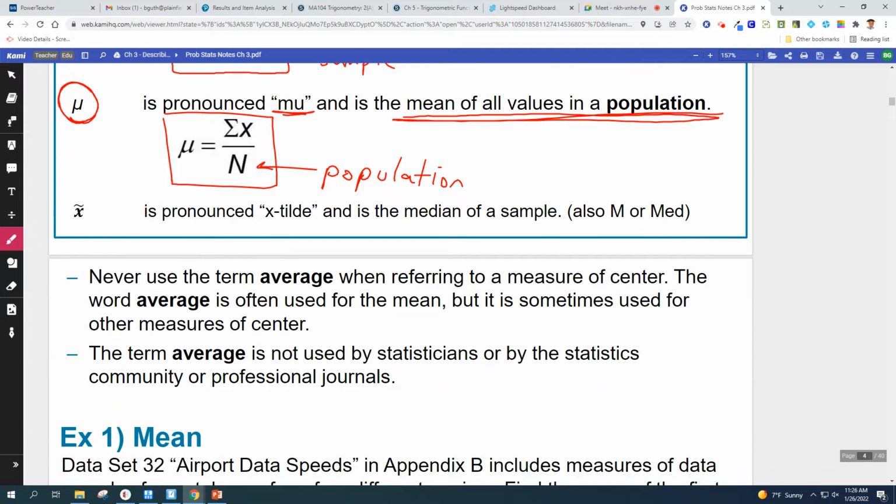X tilde is the one that I've seen the least. X tilde is the median of a sample. I kind of prefer writing MED, but that's just me. But X tilde.